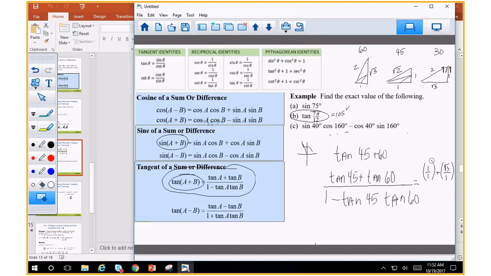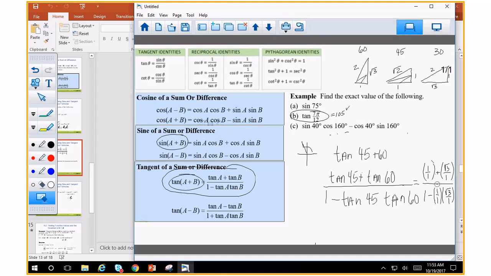Over 1 minus the tangent of 45, which is 1 over 1, Oscar had a hump of apple, times the tangent of 60, which is the square root of 3 over 1. So I need everybody to check that and make sure that I'm right there.